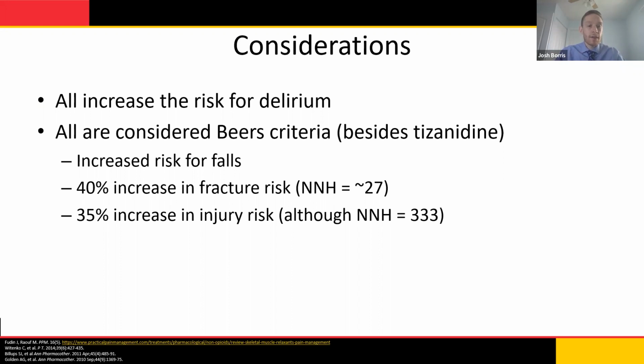And then a 35% increase in injury risk. And when you see it, that's a very high injury risk. But when you look at the absolute values and the numbers, the number needed to harm was about 333. So these patients aren't going to have a very high injury risk compared to not having them. They might have a slightly increased risk for having it.